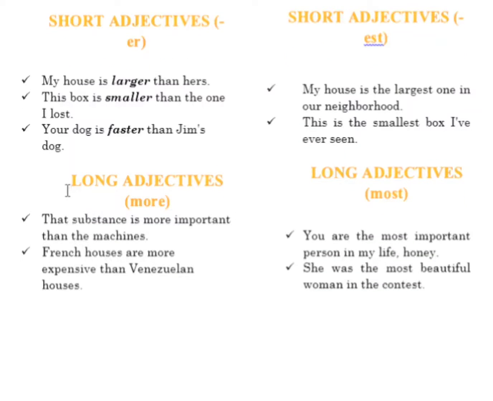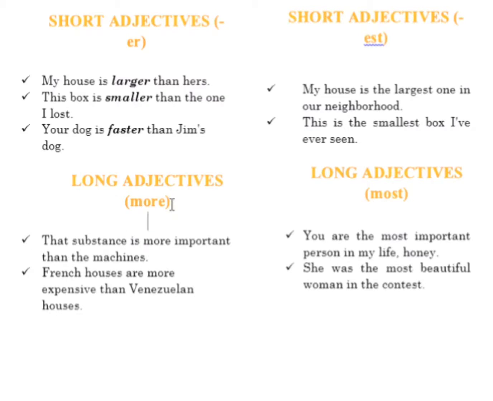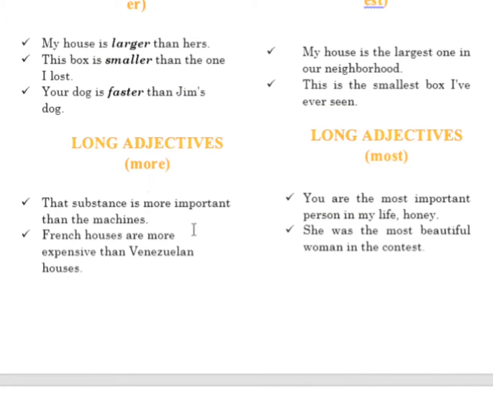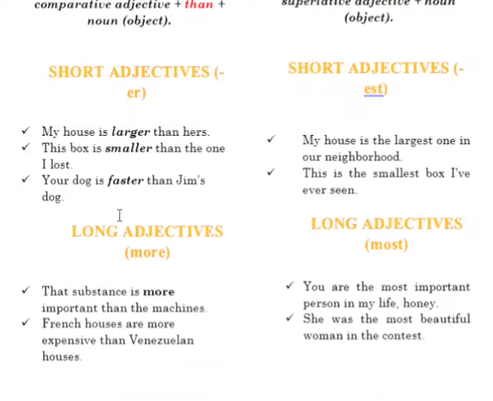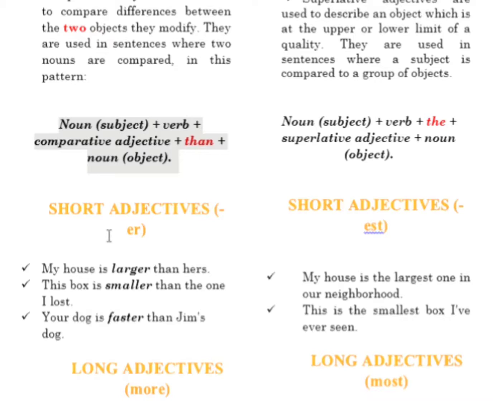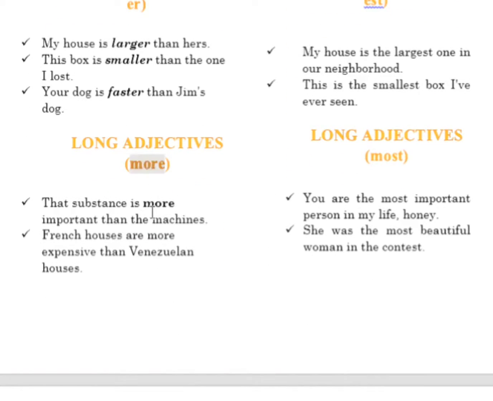Now, when you have long adjectives, more than two syllables, in these cases we have to follow a different structure. We use the noun, the verb, and in this case we use more for long adjectives, then the adjective and the rest of the sentence. Then we use than and the other noun. So in general we use the same structure. The only difference is that we use the word more. For example, that substance is more important than the machines, or French houses are more expensive than Venezuelan houses.